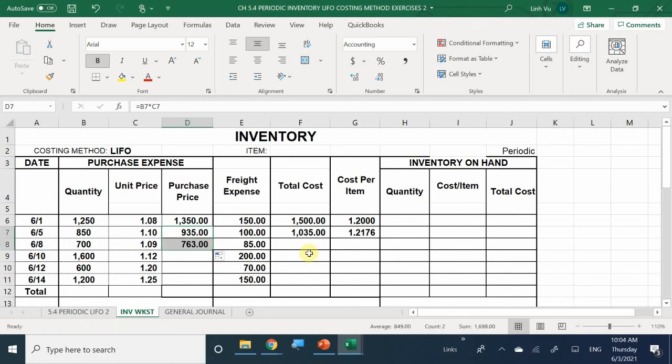$763. Plus my $85 of freight brings me a total cost of $848. Then what is going to be my cost per item? That one I don't know.